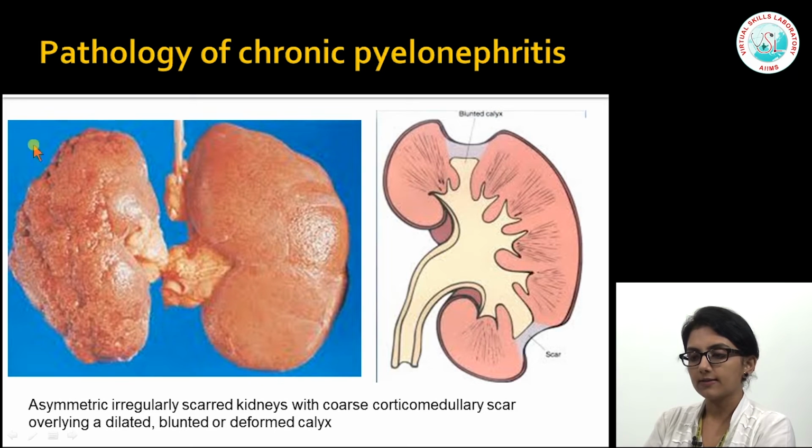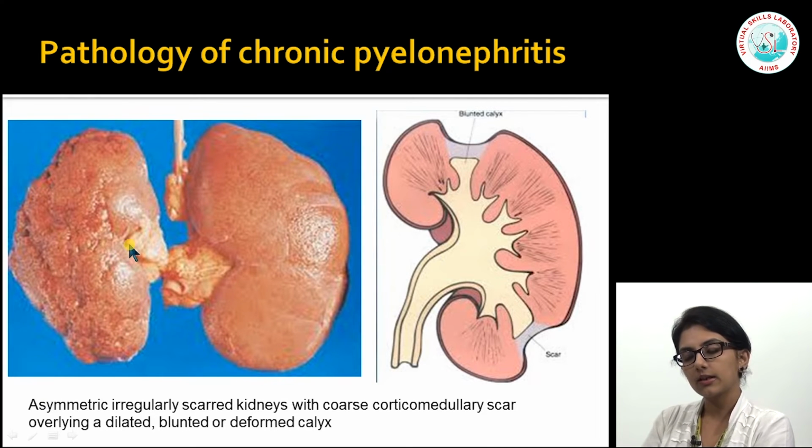Compared to the gross that we saw of acute pyelonephritis, here we can see the gross picture of a case of chronic pyelonephritis. The very classical description of chronic pyelonephritis is of asymmetric, irregularly scarred kidneys. So we can see that the kidney involvement on both sides is different. There's asymmetry, and it's a very irregular pattern of scarring.